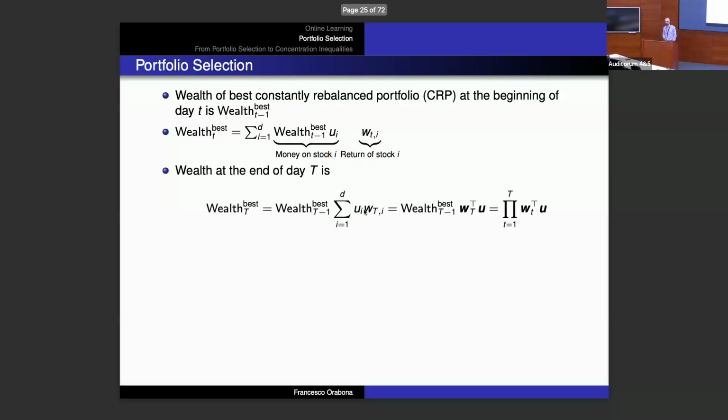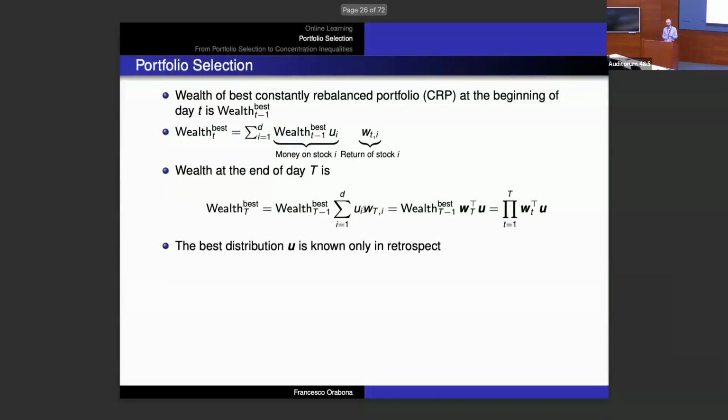So this means that if you keep doing this after capital T days, you can just unroll this relationship and you get that if you start with $1, this is the money that you will get at the end of the game. That depends on this vector u, that is your distribution over the stocks.